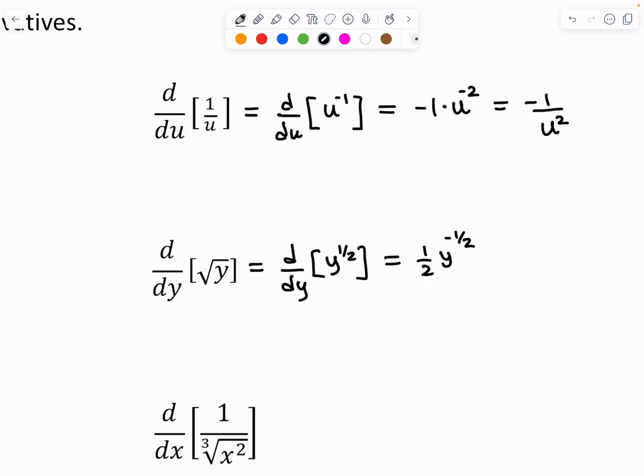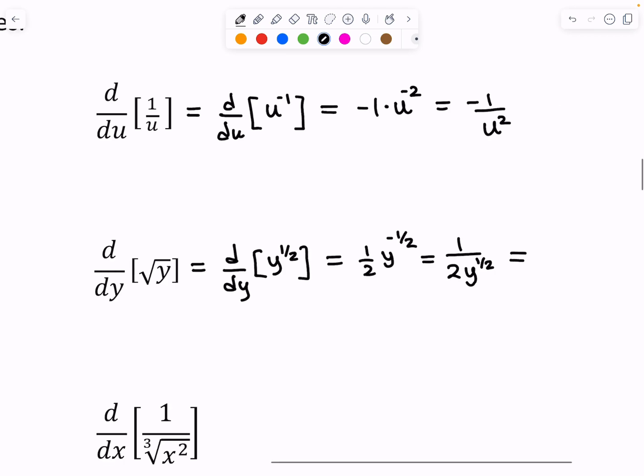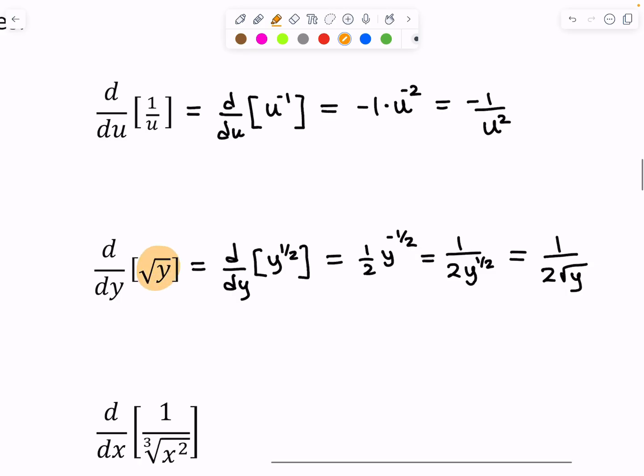And then let's take a moment and rewrite this in different ways. This negative power can push that y to the denominator to join the 2 and have a positive 1/2 power. And then a positive 1/2 power means to do a square root of that y. The derivative of the square root shows up so often that it might be worth just memorizing this result.